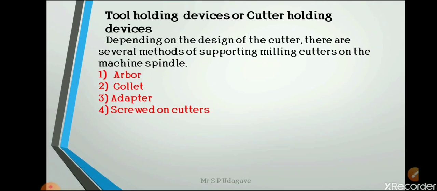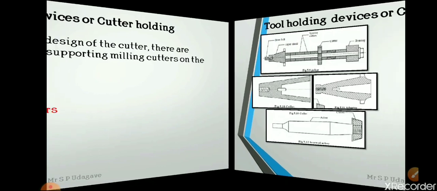So first we go through the tool holding devices, also called cutter holding devices. These depend upon the design of the cutter. There are several methods of supporting milling cutters on the machine spindle. We can use the arbor, collet, adapter, or screwed-on cutters. These are used to hold the cutter. So we can see them one by one.